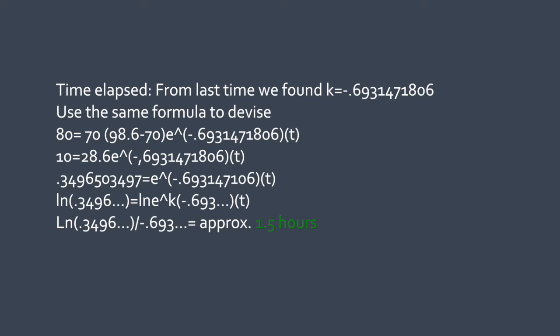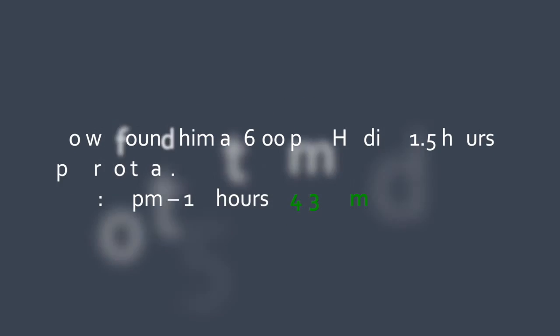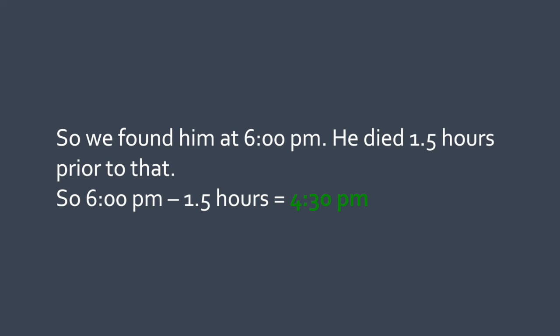Once again, we take the natural log of both sides to get the same base. So the natural log of 0.3496 equals the natural log of E raised to the negative 0.693 times T. And then you would take the natural log of 0.3496 divided by negative 0.693, and that would give you approximately 1.5 hours.